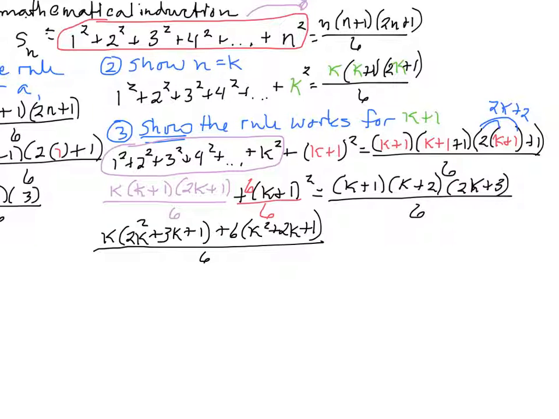Any issues with that so far? Okay. Yes, good. All right, so then I'm going to leave the right side alone for right now. K plus 1, k plus 2, 2k plus 3, all over 6.